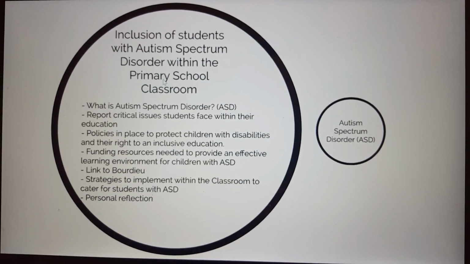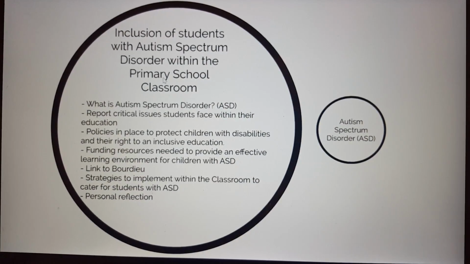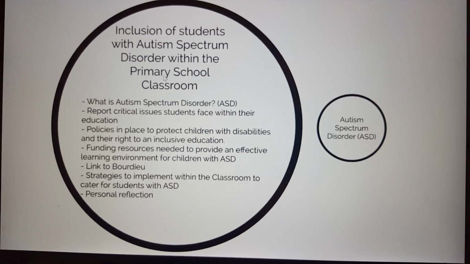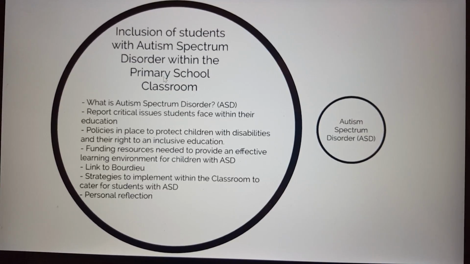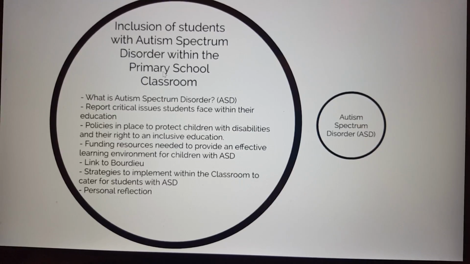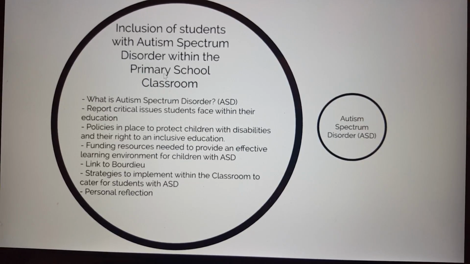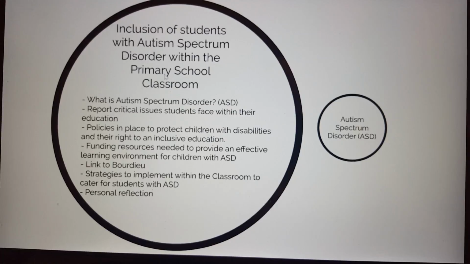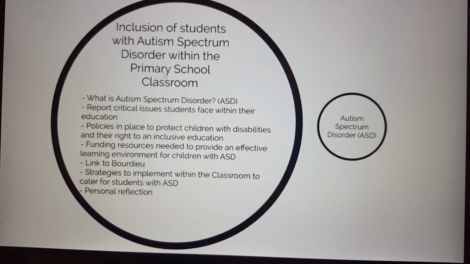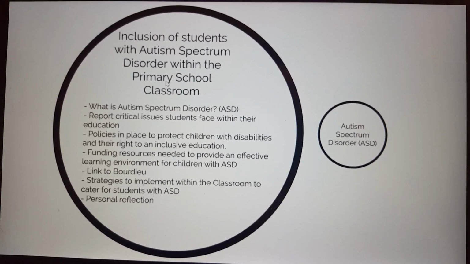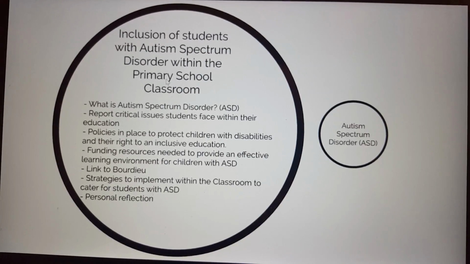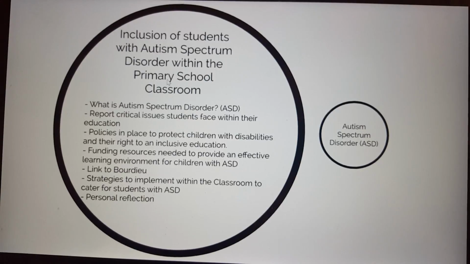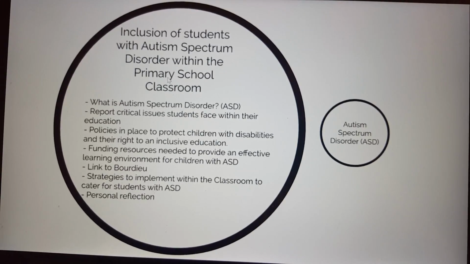The purpose of this presentation is to outline why the inclusion of students diagnosed with an Autism Spectrum Disorder, or ASD, in the inclusive primary school classroom is a critical issue within mainstream education. I will begin by defining autism spectrum disorder and presenting the issues students diagnosed face within their education, as well as exploring why classroom management of these students is a critical issue. I will then identify strategies that can be implemented within the classroom to cater for students diagnosed with an autism spectrum disorder.